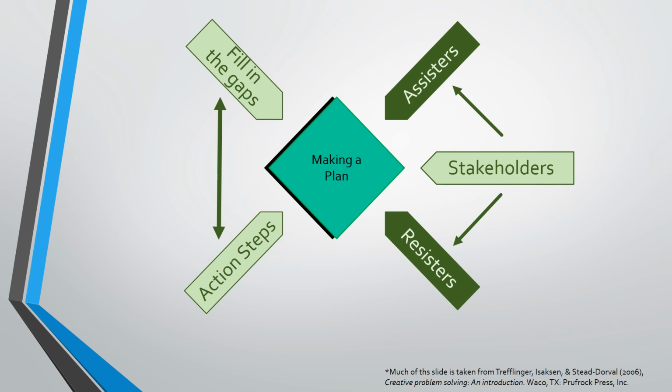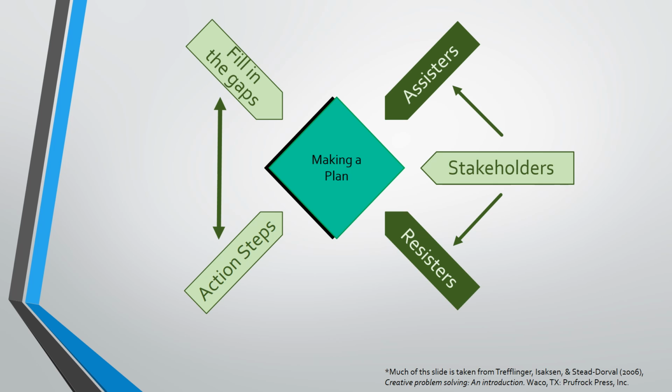Now, it's important to note that while groups will typically represent either assisters or resistors, it's possible that one stakeholder group could be assisters in some way and resistors in others. It's also important to note that some stakeholder groups may be neither assisters nor resistors. However, given that by definition, stakeholders are going to be significantly affected by your actions, it is quite common for them to respond with either assisting or resisting attitudes and actions.